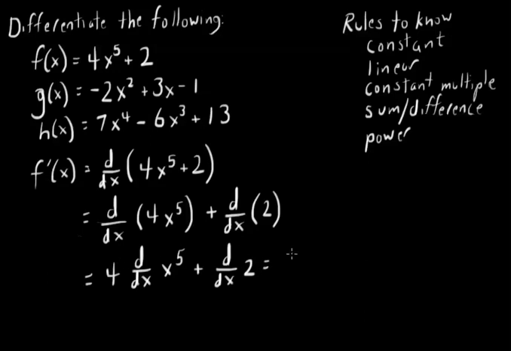All right, so what happens here? I've got a 4 outside. I have a power function, x to an exponent. So I'm going to bring that exponent down, 5 times x, and subtract 1 from that exponent. Also, according to the constant rule, the derivative of a constant is 0, so I have a plus 0 there. So simplifying, I have 20x to the 4th. And that's my first derivative.